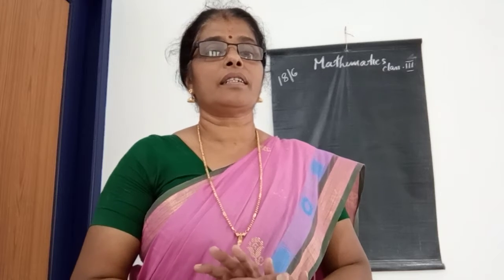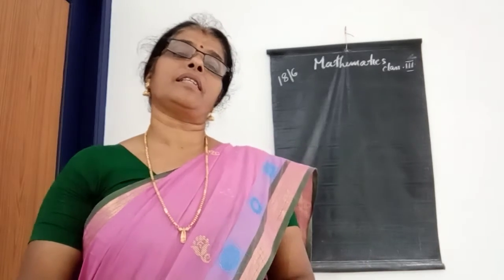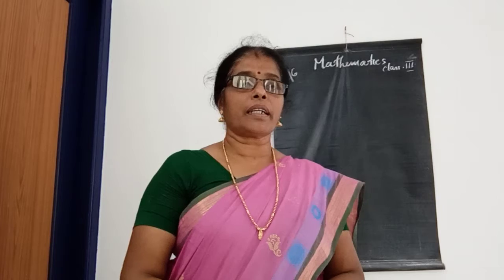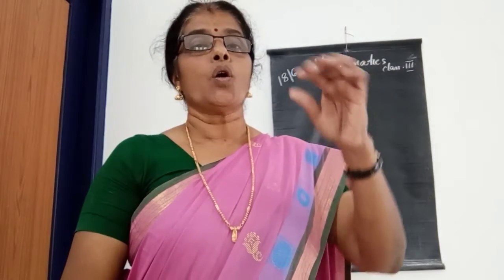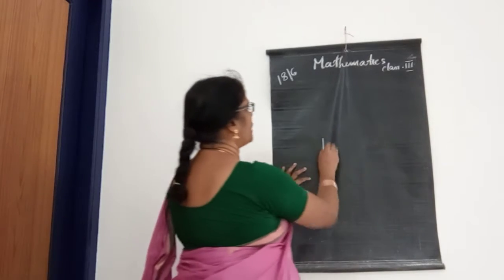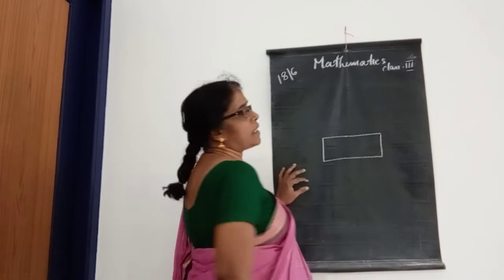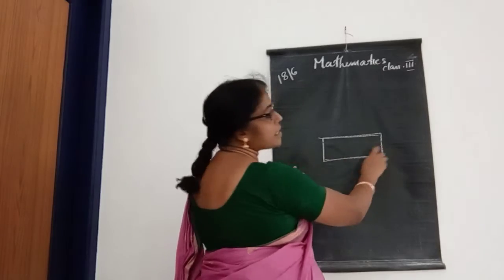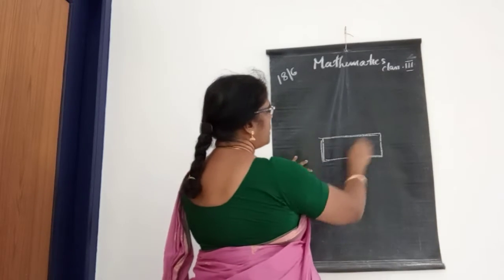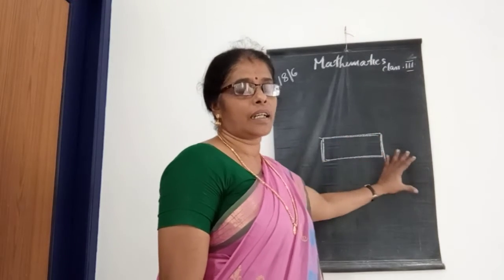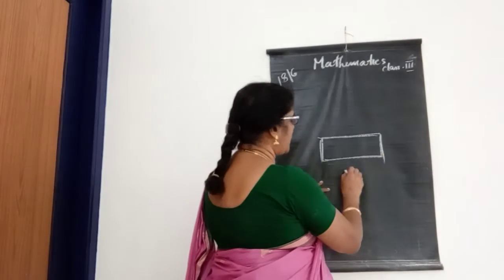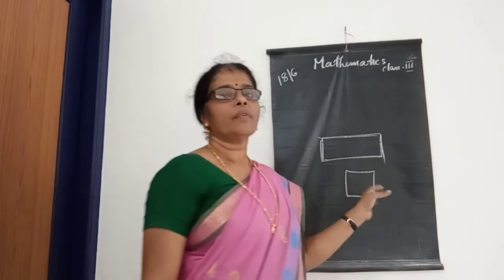And what is next, children? Rectangle, isn't it? A rectangle also has four sides, but opposite sides are equal. That is the special feature of the rectangle, isn't it? These are the opposite sides, and opposite sides are equal. But in a square, the four sides are all equal, isn't it?